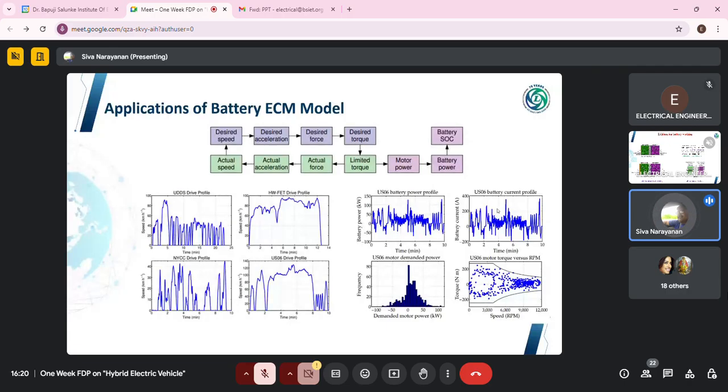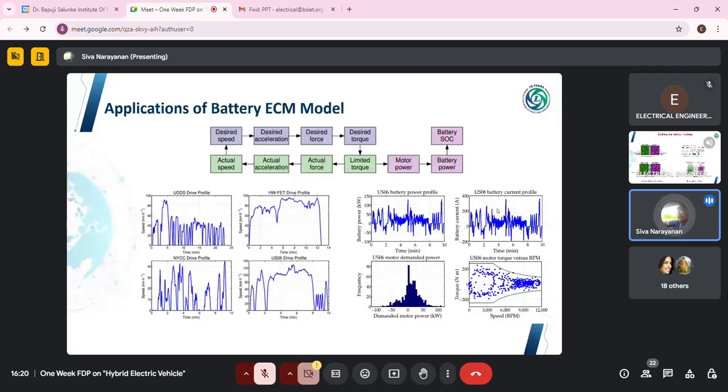If you maintain a minimum SOC operating range window, between 50 to 100, or 50 to 80, or 20 to 80, and if you fix this operating range, generally the life of the battery will be higher.